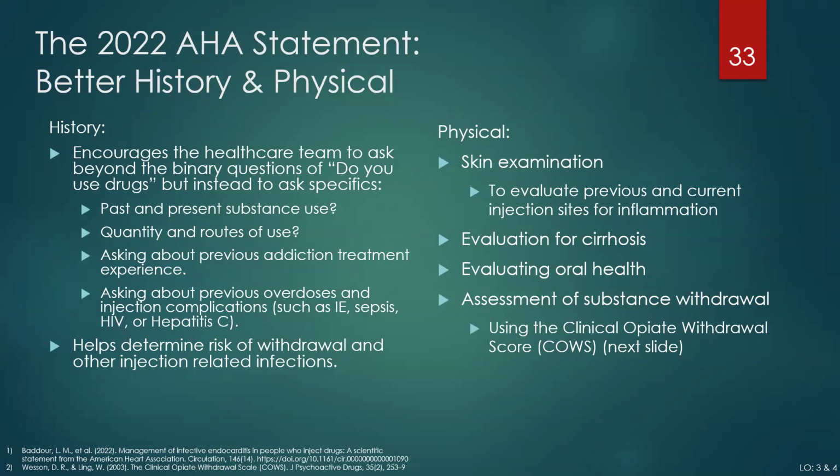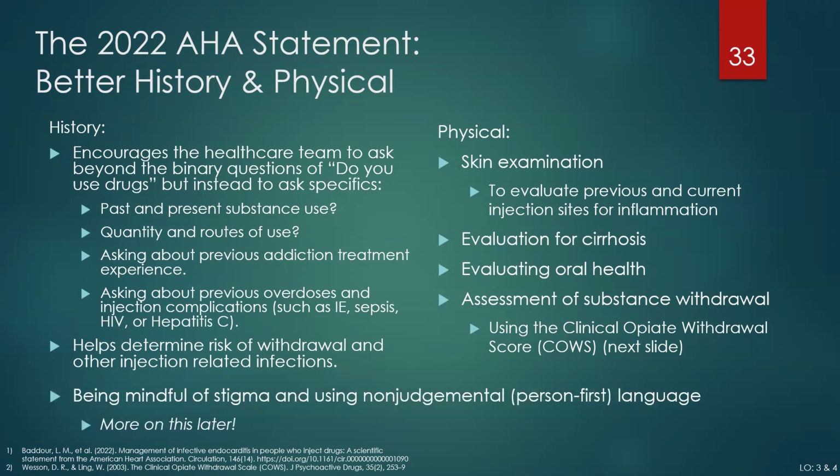It helps determine the risk of withdrawal and other injection-related infections. For the physical, look at the skin for previous and current injection sites and signs of current infection, the liver for cirrhosis, evaluate oral health, and assess substance use withdrawal using the Clinical Opiate Withdrawal Scale, COWS.